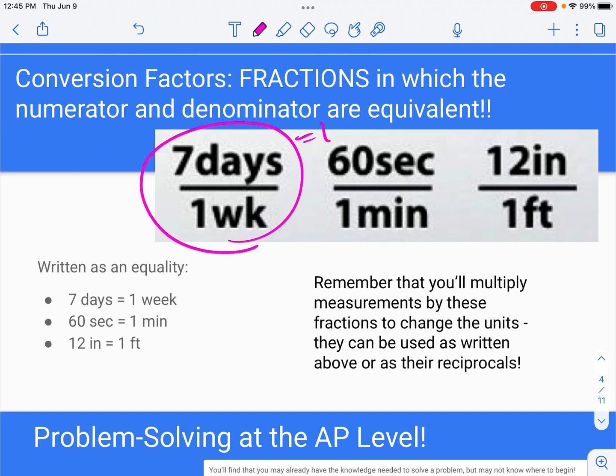So don't forget, this is going to be a really big thing as you go into AP Chemistry. We do a lot of dimensional analysis. So I'm going to encourage you, as you're working on the practice problems and as we look through this lecture, at this level, that you start to think about some conversion factors that maybe you wouldn't have thought of as conversion factors before. So we'll see how this goes.